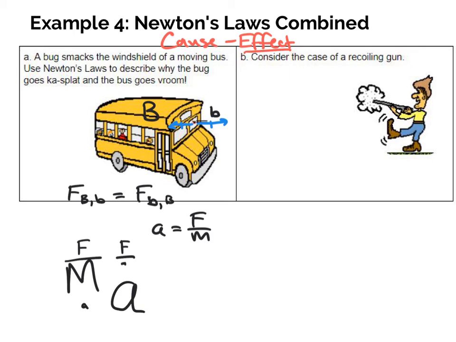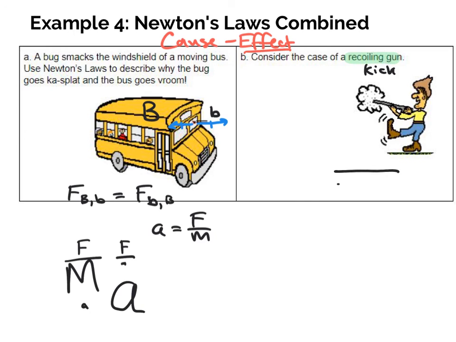Okay, the same example could be seen with a recoiling gun. If you have ever shot a gun before, it launches a bullet outwards and the gun experiences a recoil. Recoil, they sometimes say, is like a kick, where the gun is going to basically shoot back into the person's shoulder. Now the reason for that is Newton's third law.